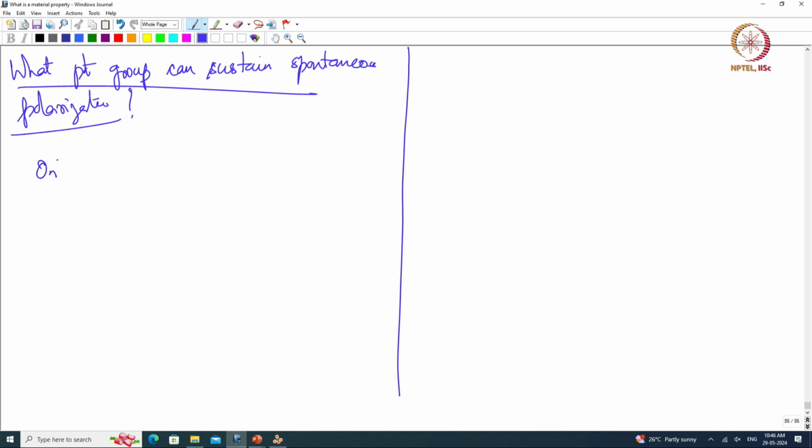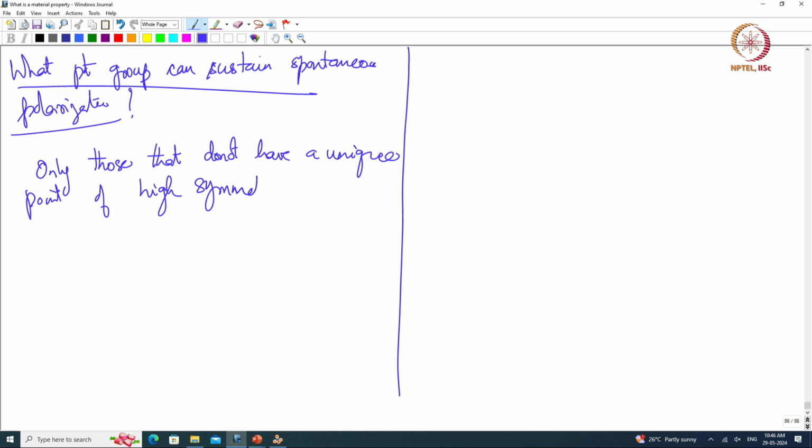Only those that do not have a unique point of high symmetry. Okay. So, that means that these are the polar groups, right.